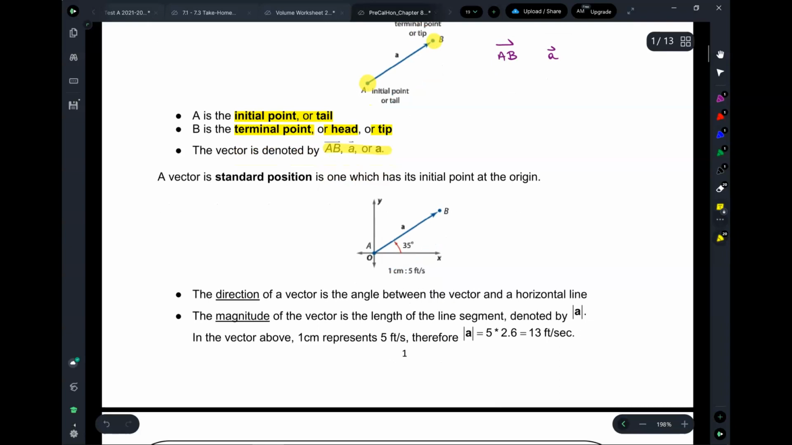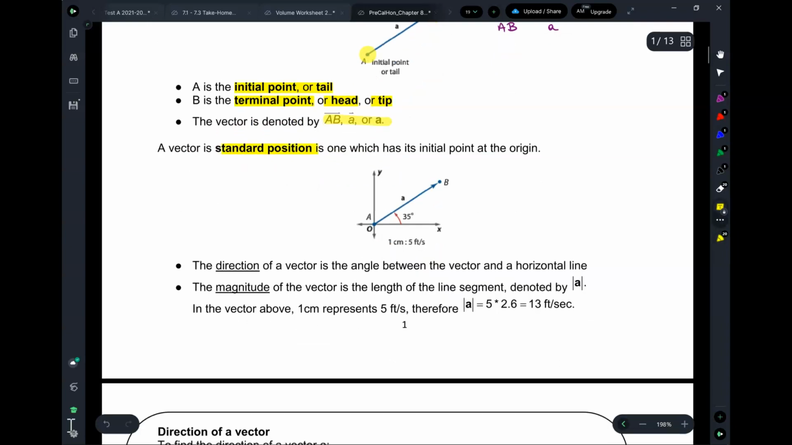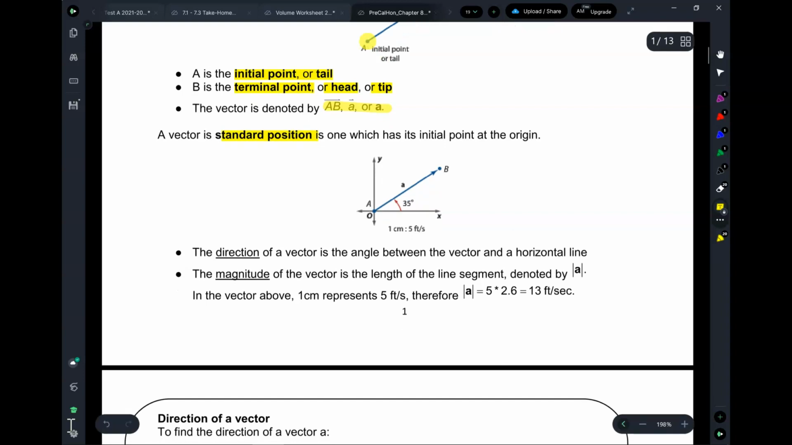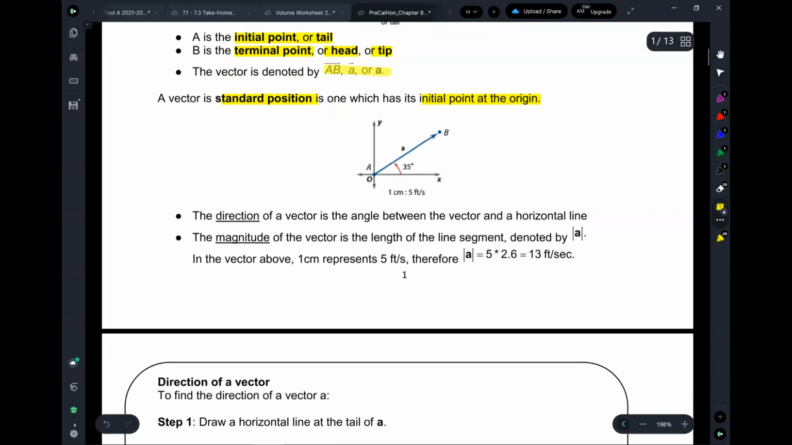Okay. When a vector is in standard position, its initial point is at the origin. Just like this one. Do you remember when we used to put angles in standard position, and the initial side would be at the x-axis? Remember that? Same idea. Now, we said a vector has a direction and a magnitude. So let's talk about direction. The direction of the vector is just an angle. That's how you give direction, between the vector and a horizontal line. So for example, take a look at this vector.